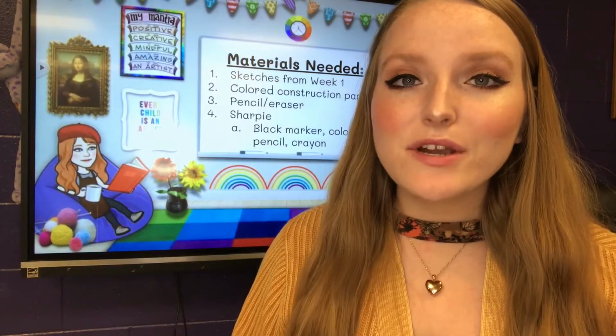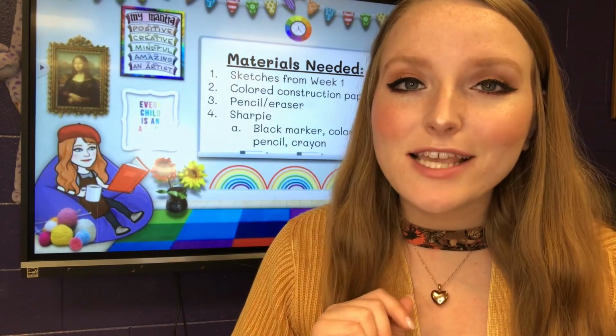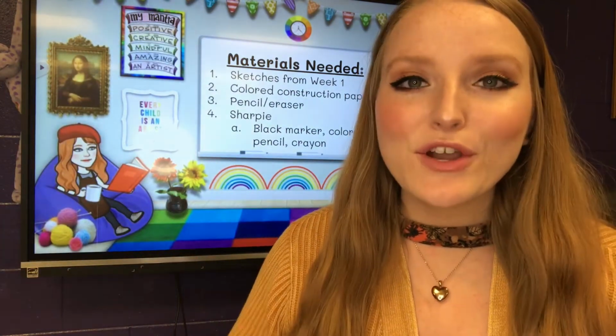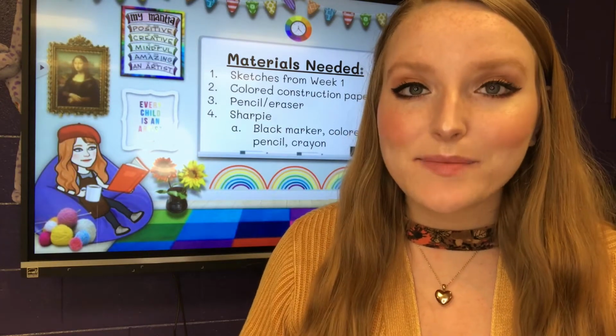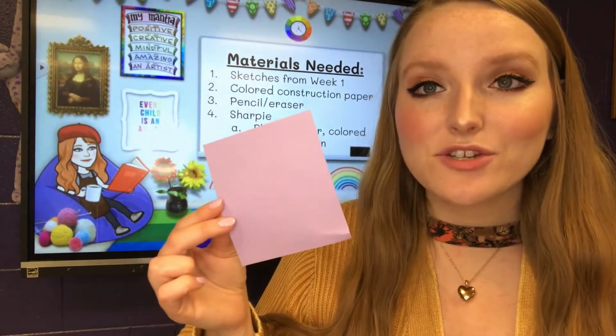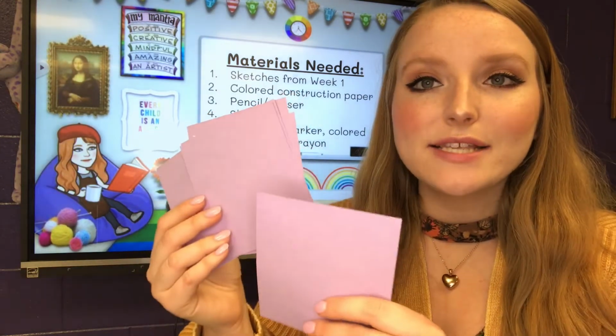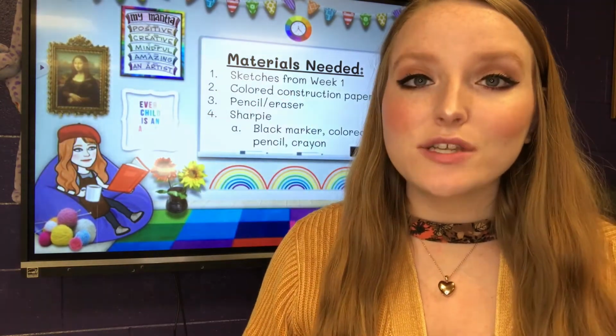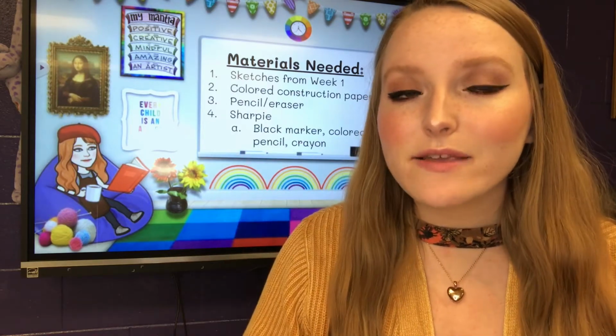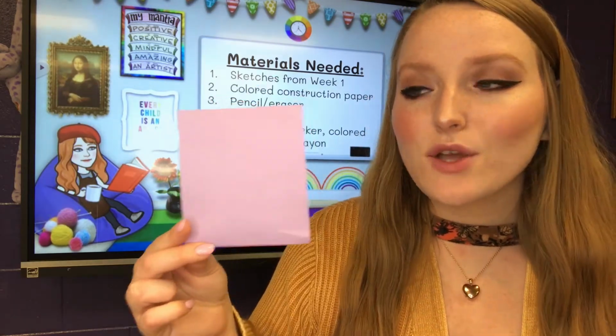So this week you are going to choose one of those onomatopoeias that you sketched out last time, and we're going to do a final one this week. And for that, you're going to need some construction paper. So I just cut mine out into equal size squares. That will help me make sure that each of my letters is exactly the same size, because we're gonna fill up this whole entire space.